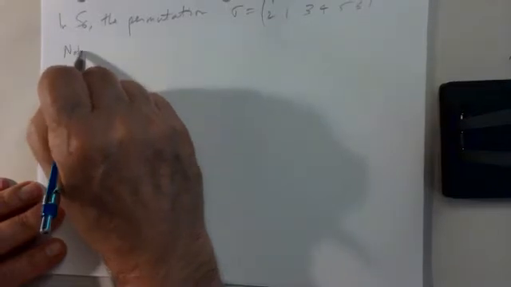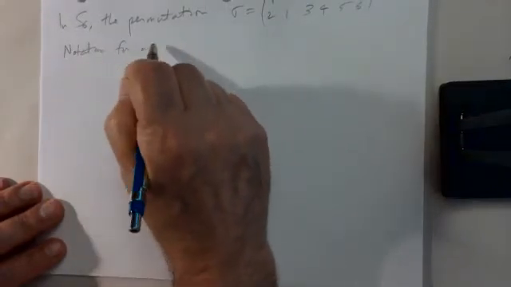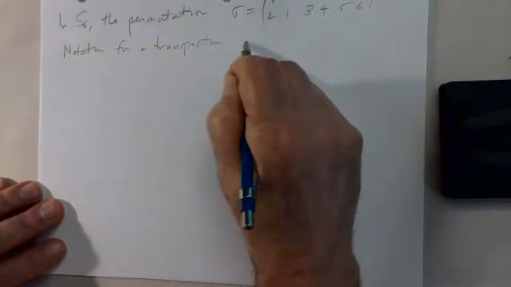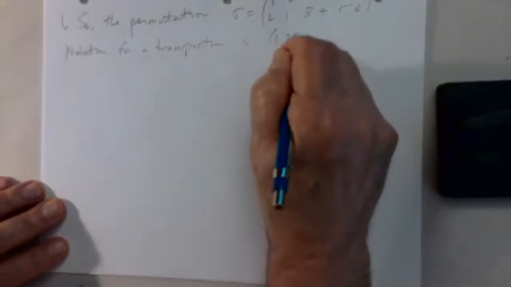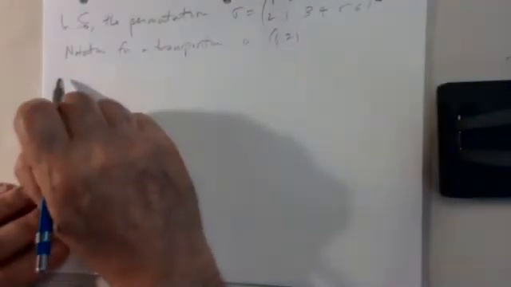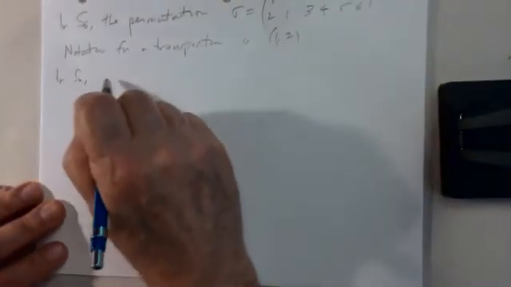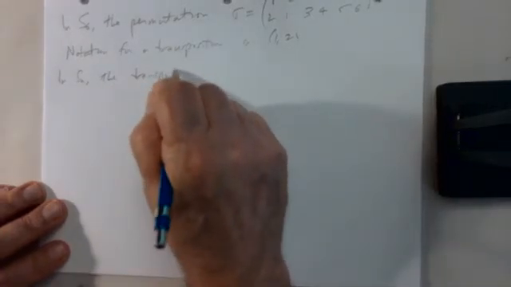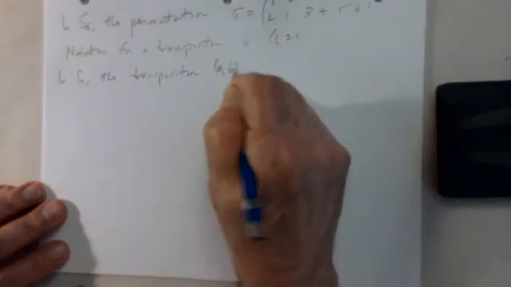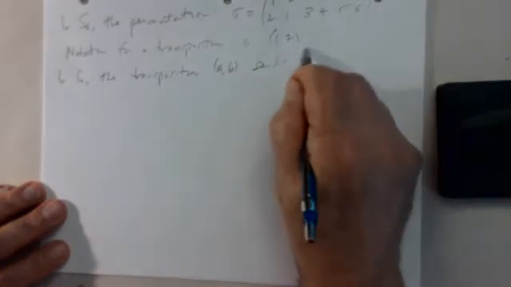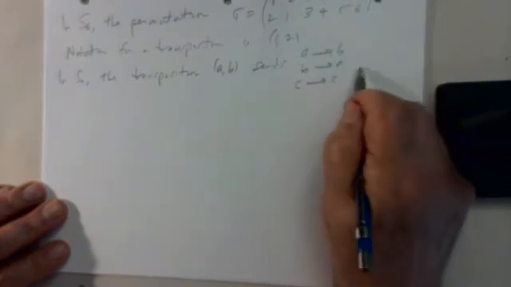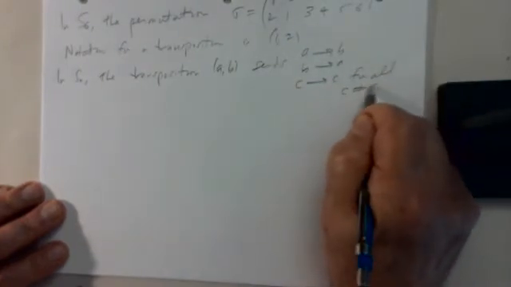And the standard notation for a transposition is, for example, in this case, it would be 1, 2. So not a 2 by n matrix, just a pair of numbers. So in Sn, the transposition, let's say AB, sends A to B, B to A, and C goes to C for every C not equal to A or B.